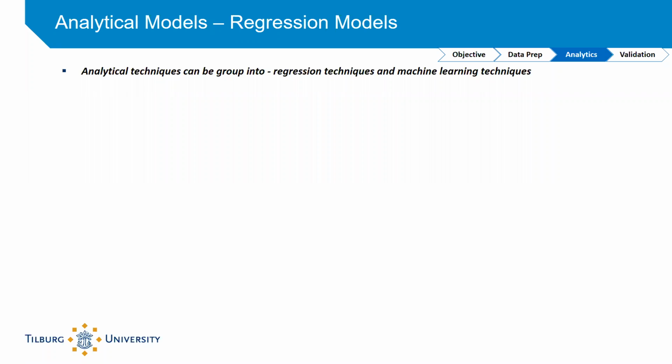The third step of the predictive analytics process is modeling and analytics. When you consider the analytical models available, we can group them into two types. One is the regression models or regression techniques, and the second is machine learning techniques.